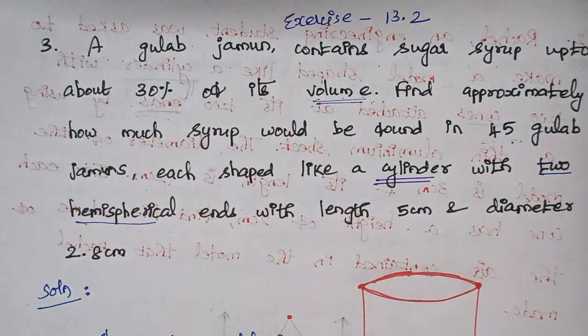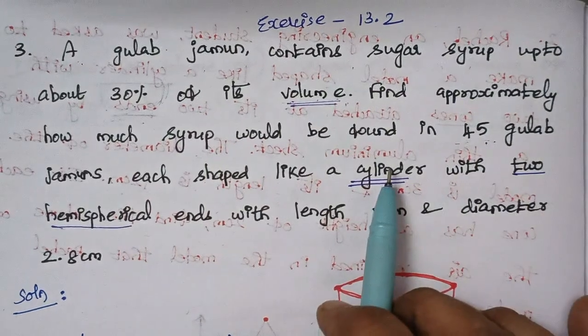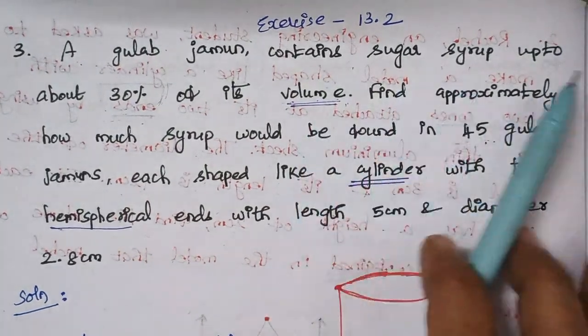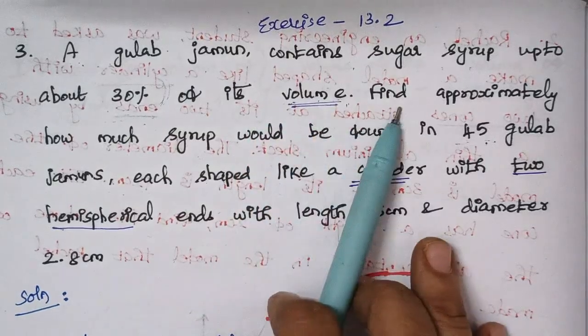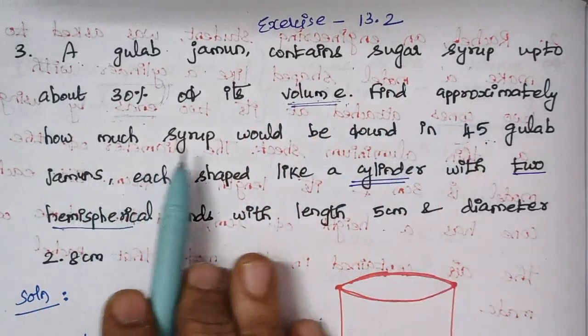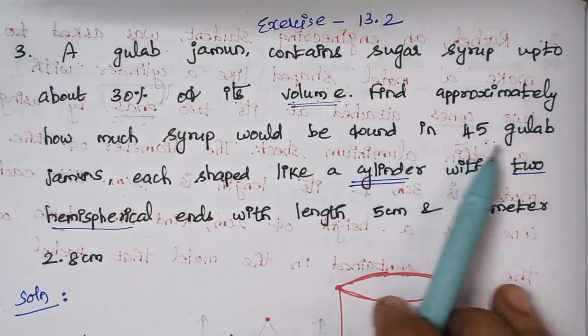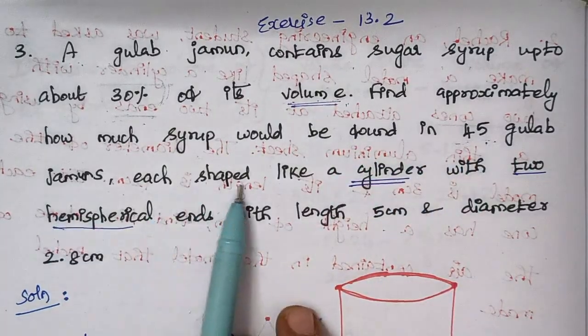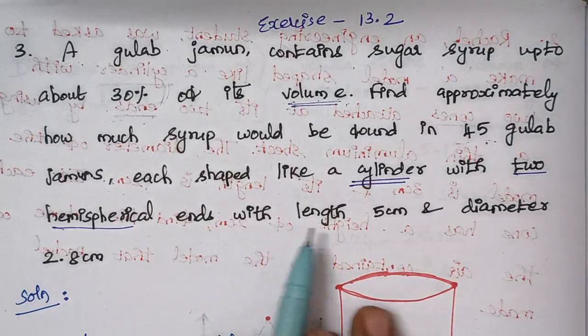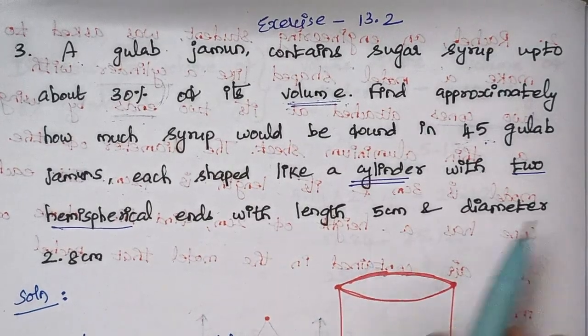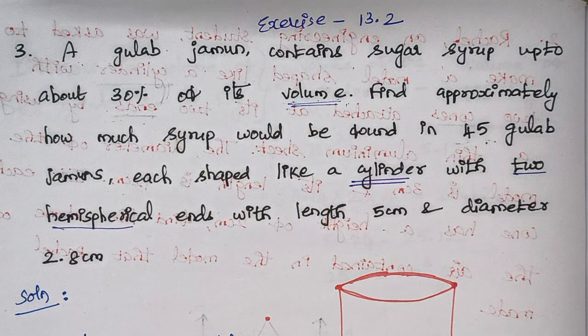Today we are going to solve problems 3 and 4 in exercise 13.2. The problem is: a gulab jamun contains sugar syrup up to about 30% of its volume. Find approximately how much syrup would be found in 45 gulab jamuns, each shaped like a cylinder with two hemispherical ends, with length 5 cm and diameter 2.8 cm.